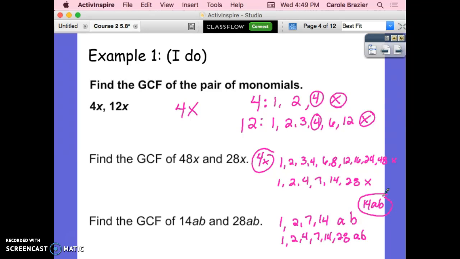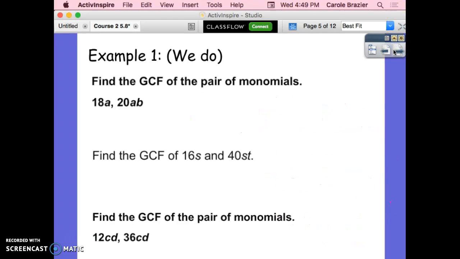Pause the video if you need time to write these in your notes. If you have any questions, please write them in your notes and we'll discuss them when I get back. Okay, on this one, you need to take the time to write out the factors, do these 3 problems, and then I will give you the answers. So pause the video and work on these ones.